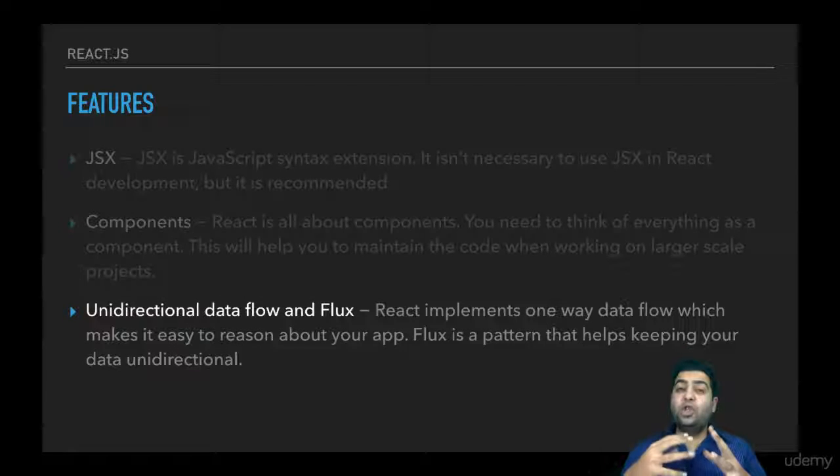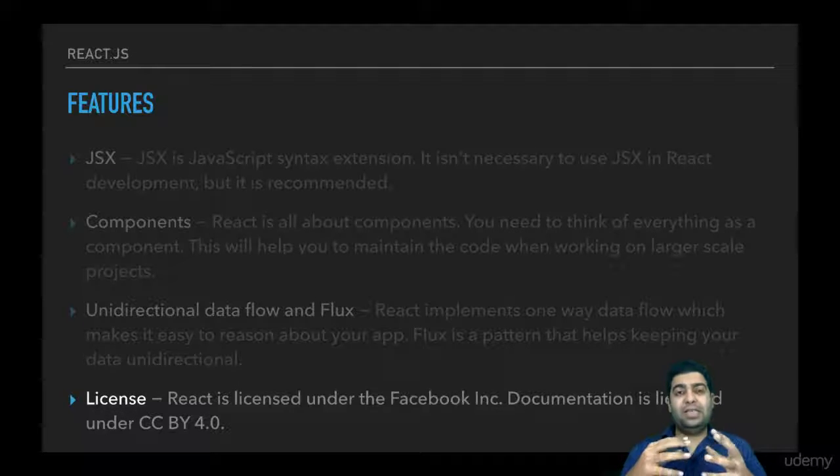The next we have is a unidirectional data flow and flux. So React implements one-way data flow, which makes it easier to reason about your app. Flux is a pattern that helps keep your data unidirectional. And the last and not the least is the license. So React is open source. It comes with the CC BY 4.0 license, which means do whatever you want to do. And that's the beauty of React.